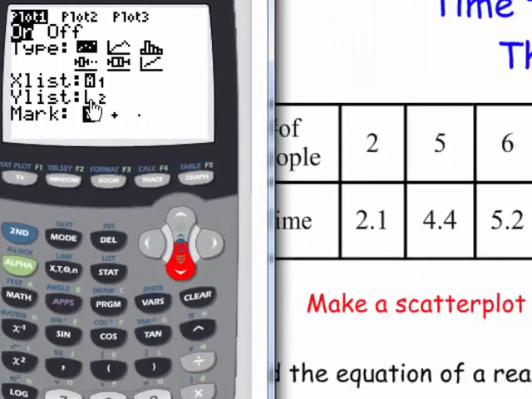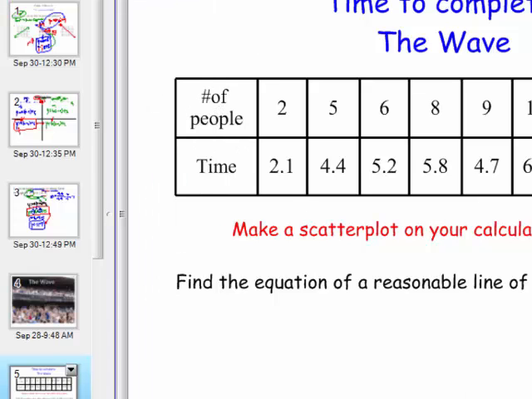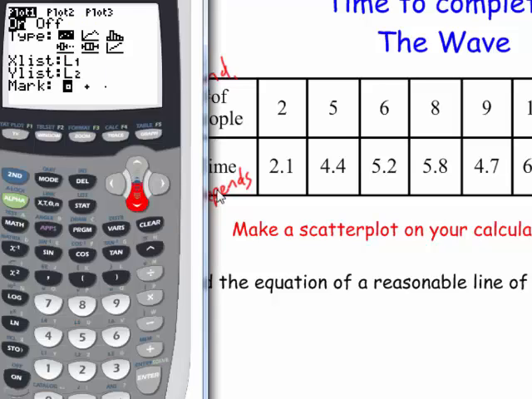And then X list should be L1, right? Because if I think about this, we'll talk about that in a second. So look, which one depends on the other? Does number of people depend on the time, or does the time depend on the number of people? Yeah, time depends on the number of people. So the time should be my Y, and the number of people should be my X, which is the independent. Remember, always look at that. Which one depends on the other? So list 1, that's my X, and then I should have list 2.